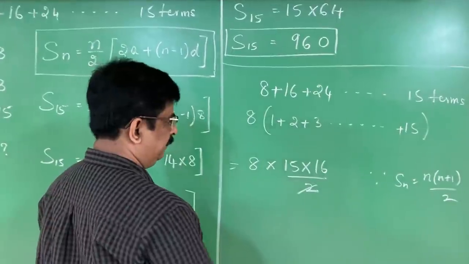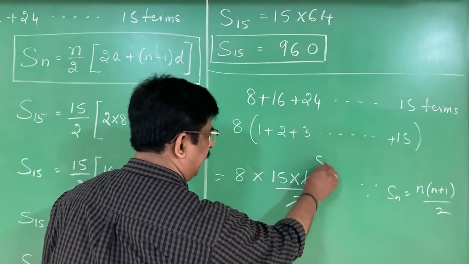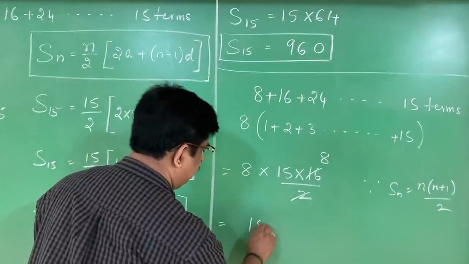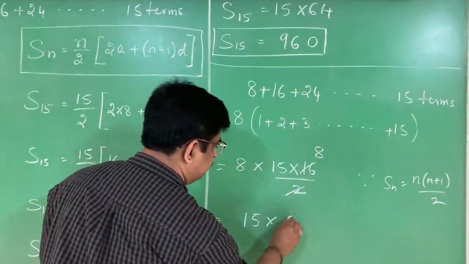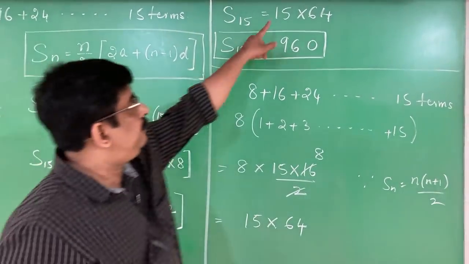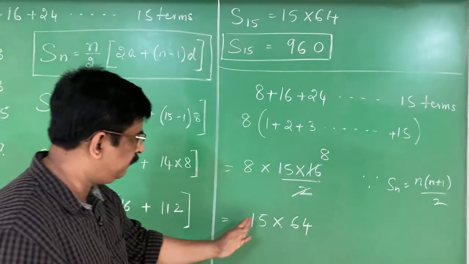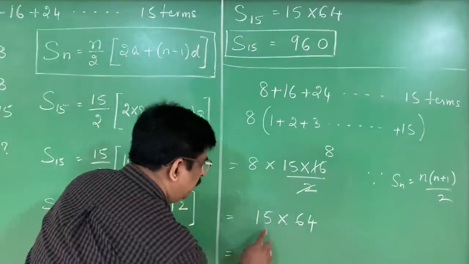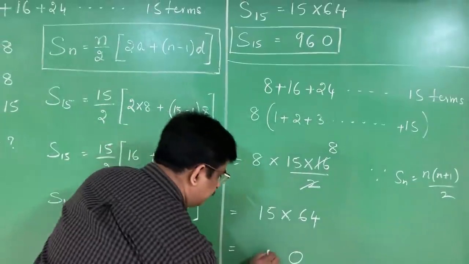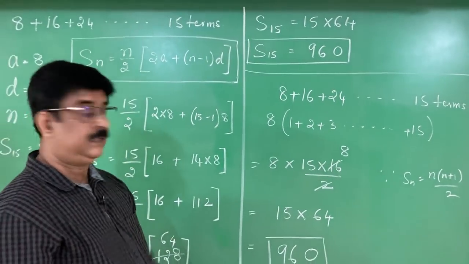2 1s are 2, I can cancel by this or by this. I cancel by this one. Now what happened? This is 15 into 8 into 8. 8 8s are 64. Same number, 15 into 64. See, 15 into 64, 960 we got. Here also 15 into 64: 15 4s are 60, 15 6s are 90 plus 6, 96. Few steps. Intelligent.